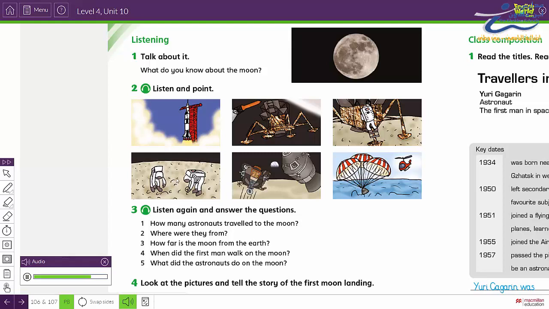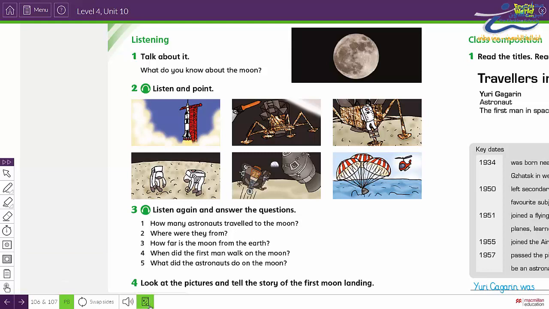Soon it was time to leave. The 2 men went back up to the rocket, and the 3 astronauts traveled back to Earth. They traveled for 3 days. Then the rocket's parachutes opened, and it dropped into the sea. Soon, a helicopter arrived and picked up the 3 astronauts.